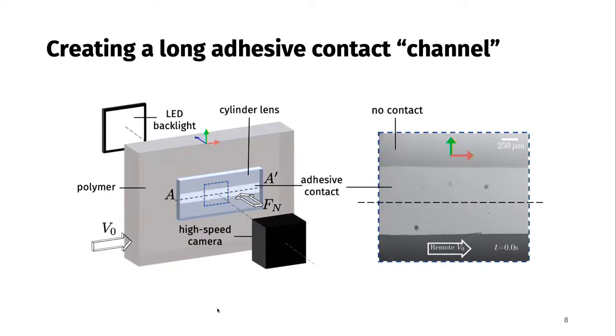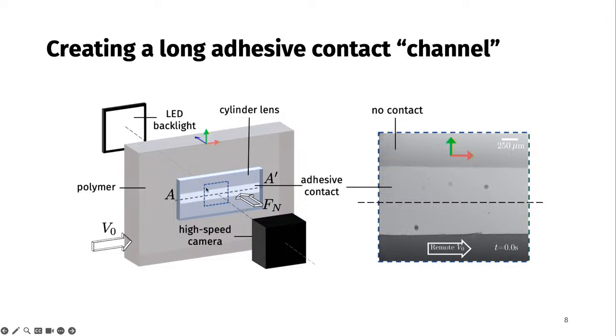So we want to slide two bodies, and we want to look at the interface and basically observe the dynamics, right? How it starts sliding, what the rate of sliding is, and so on. So here is what we do. There is a rigid body here, an optically transparent body, and then there's an optically transparent polymer, and it's backlit, and you take a high-speed camera and look at the interface.